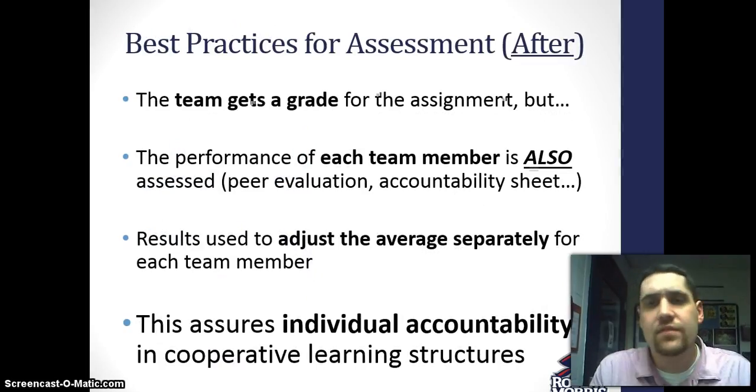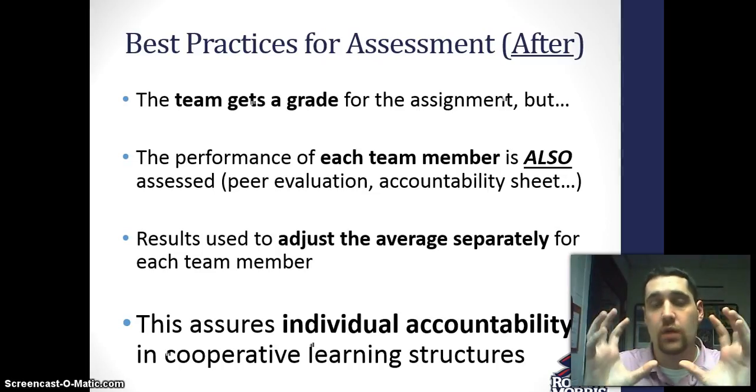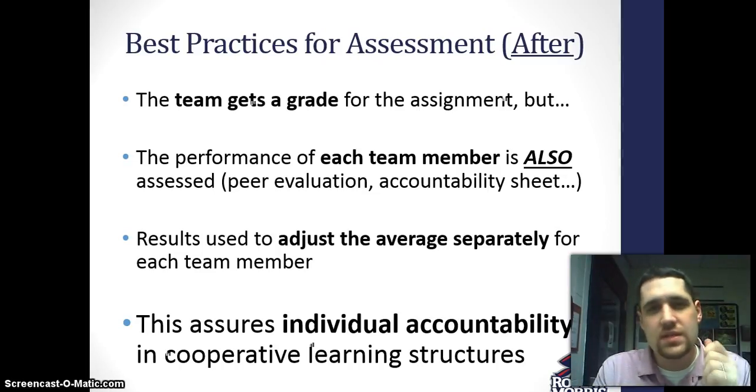So, some best practices for assessment after the team gets a grade. We already established that, because it is establishing teamwork. But if you just choose the team to have a grade, what happens if somebody doesn't do their part? Well, then we have a major problem. There could be a lot of animosity that stems from that. So we have to make sure that we also assess the performance of each team member. Every person has to be responsible for their own part.